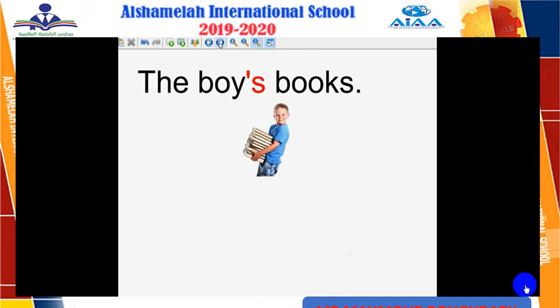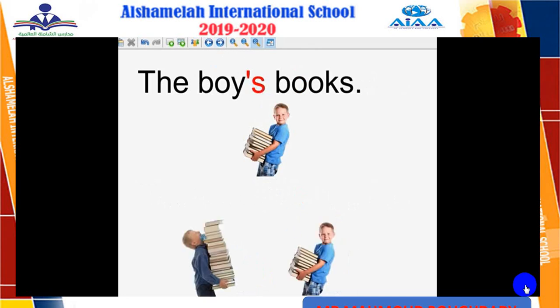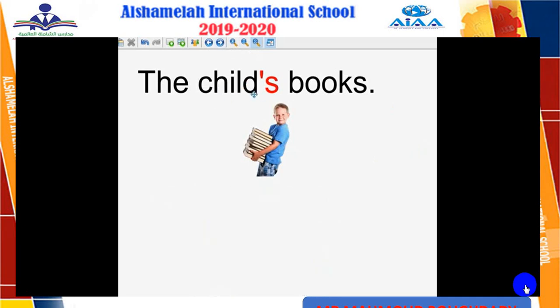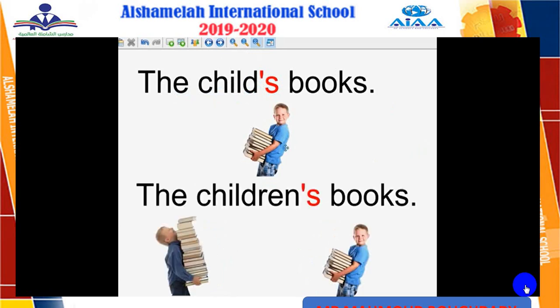One more example. This is regular again. The boys' books. Okay? And when we make it plural, it's boys. So that's regular, isn't it? We just put an S on the end, and then we have S apostrophe. But let's change the word boy to the word child. The child's books. There's one child, so apostrophe S, but the plural form, when there are two, is children. So it's another irregular plural form. And then we say the children's books, and it's apostrophe S. So you see the pattern. When it's irregular plural form, we put apostrophe S.